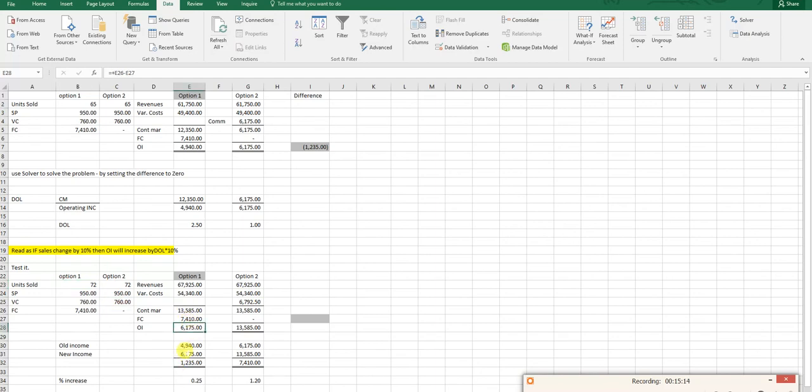Okay, so now I have to know what percentage of increase is that. So the increase is 1235. 1235 divided by 4940, because you always divide by what it was previously to see how much it increased. And indeed it does increase by 25%. And notice this one went from 6175 to 13585. So it increased by 7410.